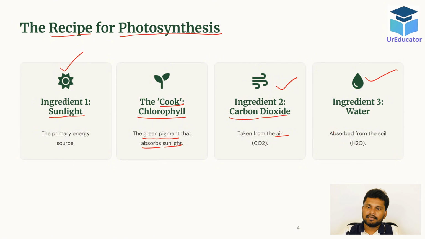Next ingredient is water. The water will be absorbed by the plants from the soil. Remember these formulas for carbon dioxide and water, okay? You need them in the photosynthesis reaction. In this slide, we have discussed the ingredients needed. One is sunlight, second is carbon dioxide, third is water. Along with all these, they need chlorophyll to absorb the sun's energy.